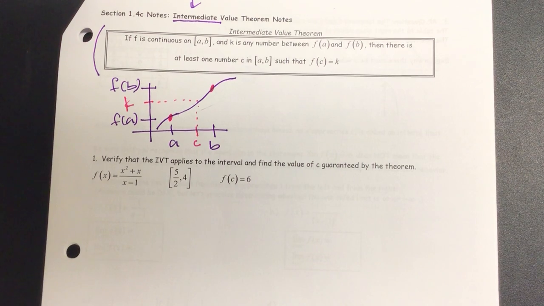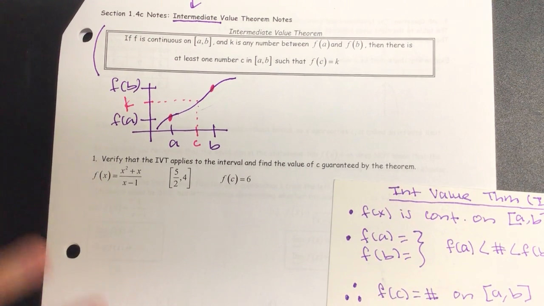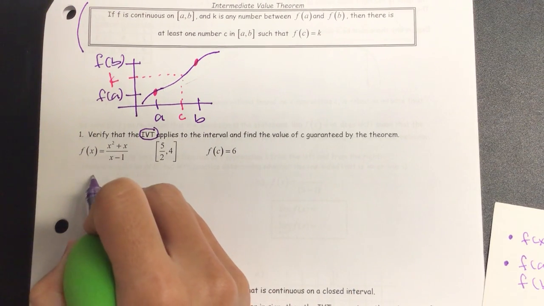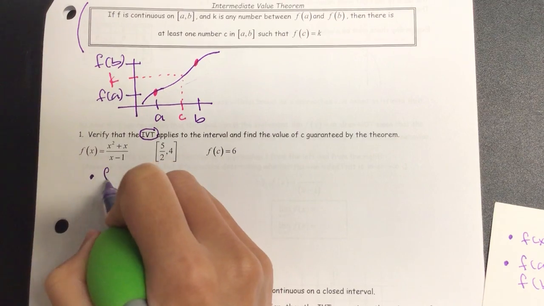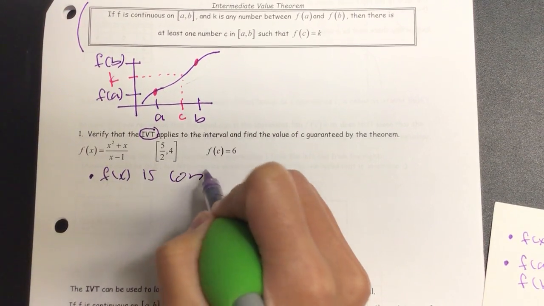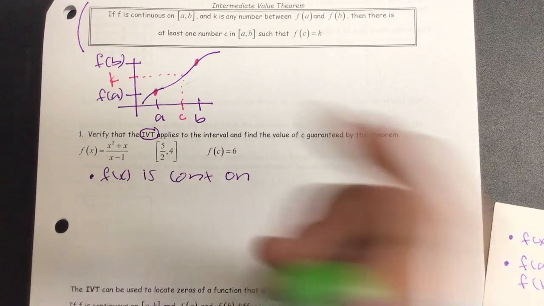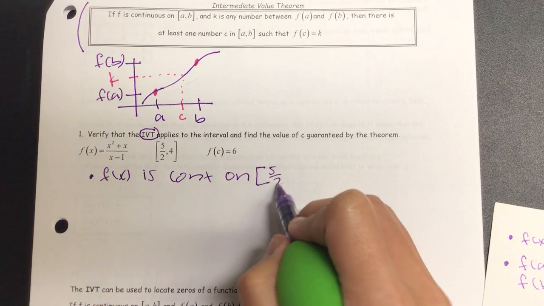So let's go ahead and apply this theorem on example number 1. So Logan, let's read number 1, please. Verify that the intermediate value theorem applies to the interval and find the value of C guaranteed by the theorem. So if it's saying to verify to use the intermediate value theorem, we have to use a bullet point. The first bullet point is it has to be continuous, and you must state that, okay? That would be a point typically on the AP test. So let's write on here, f of x is continuous on the interval given on this problem. Yes, you'll just repeat that. It's an easy point right there.